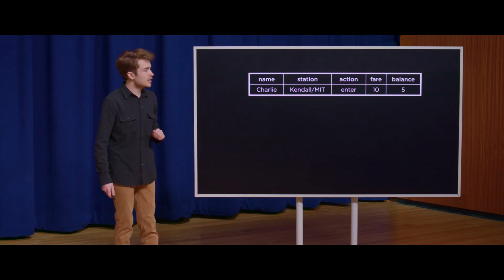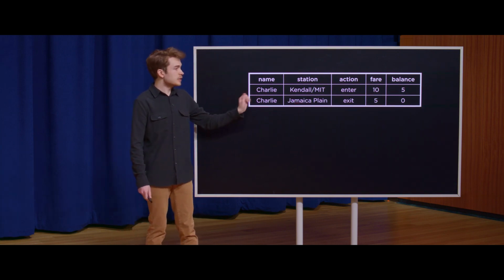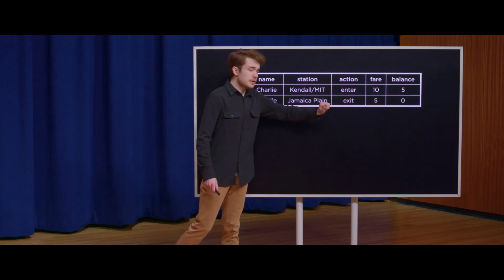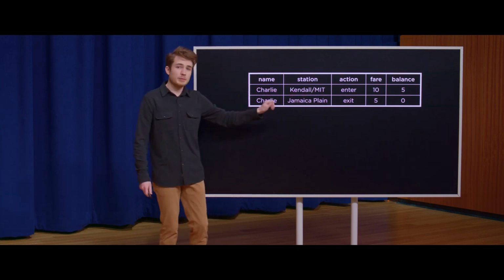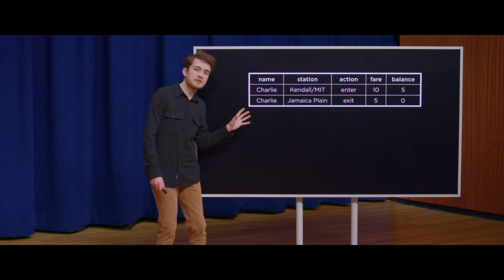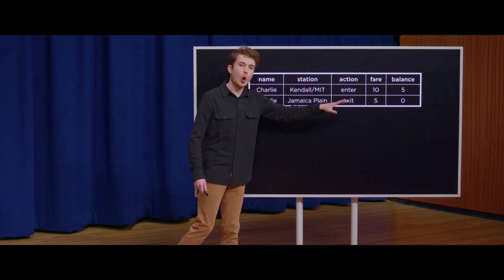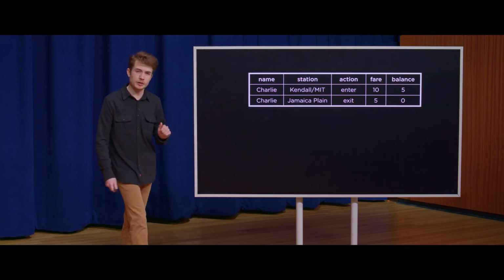Let's say Charlie then leaves at the Jamaica Plain stop. And the fare to leave is about a nickel, 5 cents. And now Charlie has no cents left over. So again, Charlie paid 10 cents to get on, had 5 cents left, paid 5 cents to get off, and now has no remaining balance here anymore. Okay, so that's Charlie's story.